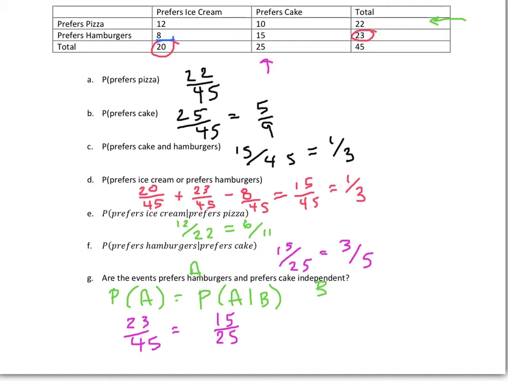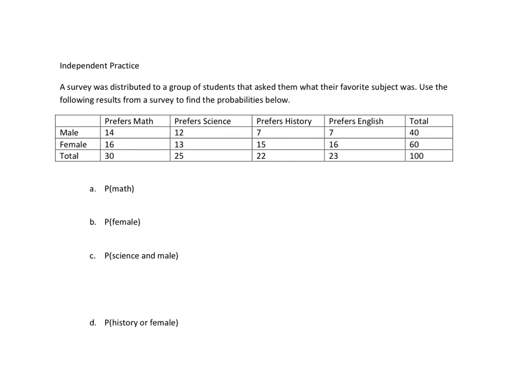Now as I'm looking at these two, they definitely are not the exact same. There may be a chance that those who prefer hamburgers would feel differently about cake, or if you like cake, you might feel differently about hamburgers. Since these two probabilities are not exactly the same, we can say that they're not independent, since there's a chance that one choice could affect the other choice. Now it's time to pause the video and complete the independent practice. When you're done, press play to check your answers.